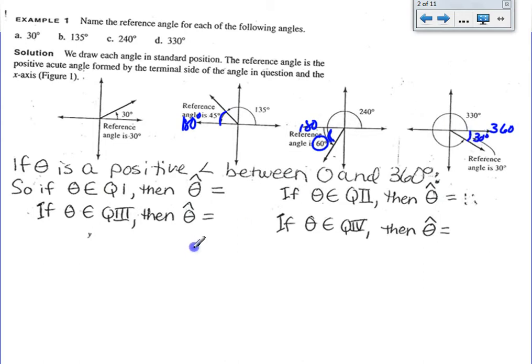And they can give you some formulas here. If theta is contained in quadrant 1, then its reference angle is just whatever theta is. For example, 30 degrees was its own reference angle. If theta is contained in quadrant 2, then its reference angle can be found by taking 180 and subtracting the original angle. If it's in quadrant 3, then it's whatever the angle is minus the 180. And if it's in quadrant 4, then you can find it by taking 360 and subtracting the angle.